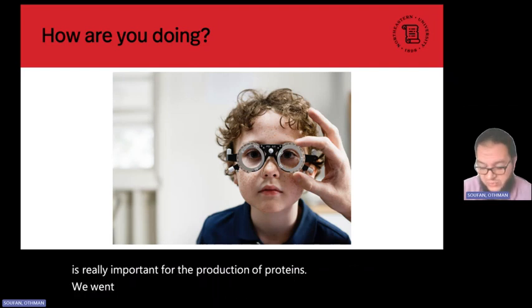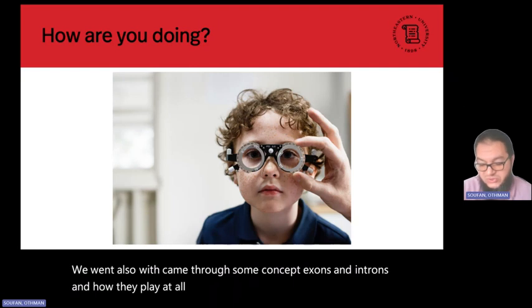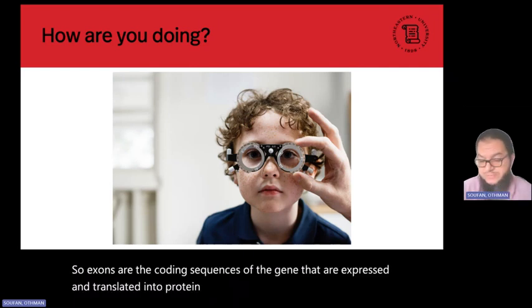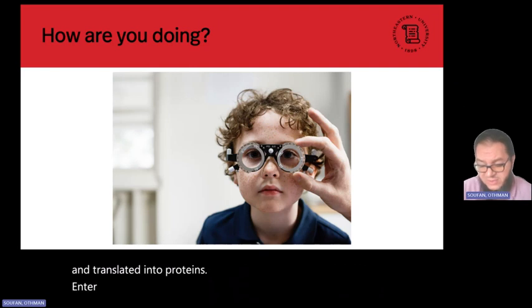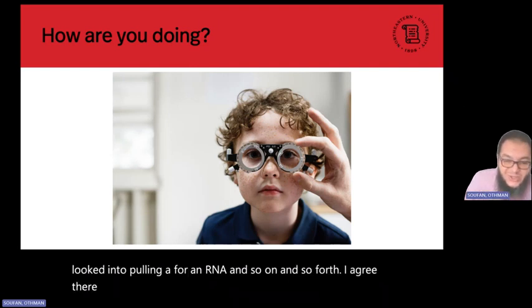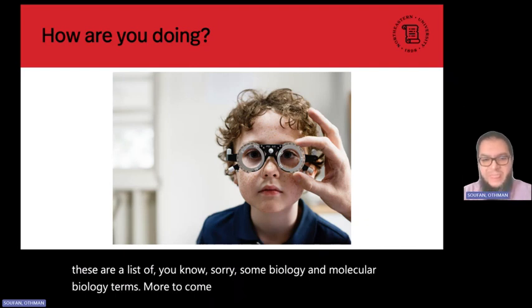We also skimmed through some concepts like exons and introns and how they play a role. So exons are the coding sequences of the gene that are expressed and translated into proteins. Introns can play a role in regulating this gene expression. We looked into poly-A for an RNA and so on and so forth. I agree, these are a list of biology and molecular biology terms, more to come today.